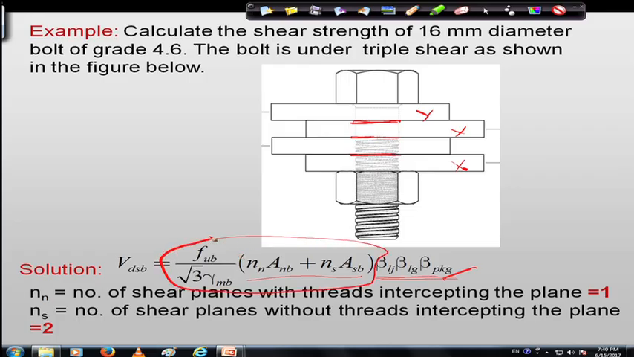Now, what is Nn? As we know, Nn is the number of shear planes with threads intersecting the plane. So, here Nn is basically 1, only one shear plane with threads. And the number of shear planes without threads intersecting the plane we have 2, this is 1, another one is this 2, which is Ns. So, while calculating the design strength of the bolt, we will use Nn as 1 and Ns as 2.